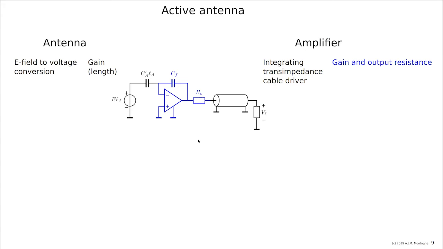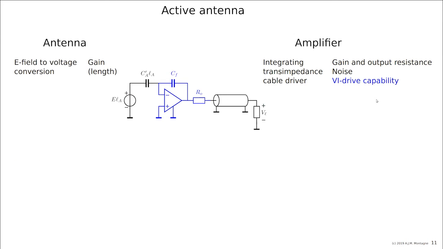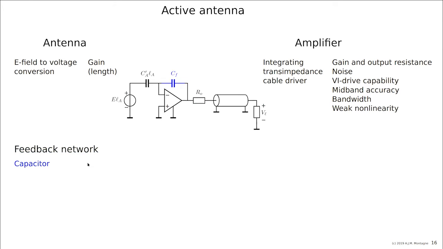What are important parameters of the amplifier? Of course, the gain and the output resistance, that is from the ABCD we discussed before. Noise, the voltage and current drive capability, the mid-band accuracy, the bandwidth, the weak nonlinearity. Then we have the amplifier itself, that is decomposed again in a feedback network. That is only the capacitor. So that sets the accuracy of the transfer. So the capacitance and its accuracy are very important for the accuracy. So they relate to the mid-band accuracy of the amplifier.